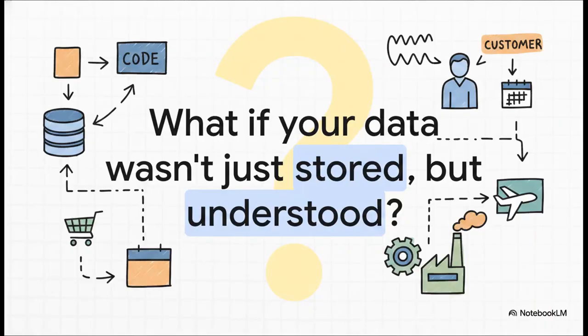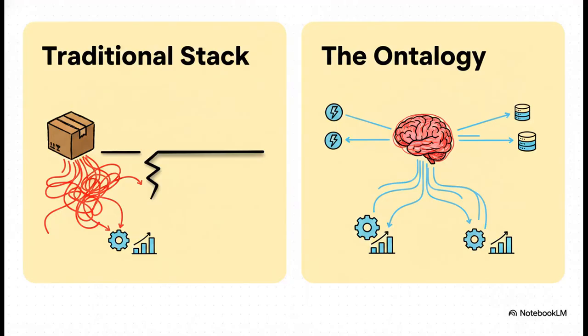So think about the code you write every day. How much of your time is spent just translating raw data, rows and columns from a database, into concepts your application can actually use? It's a ton of work. But what if the backend itself already got it? What if it already understood what a customer is or a product, not just as a row in a table, but as a living, breathing entity with relationships and actions tied to it? And that question right there is the huge paradigm shift we're talking about today.